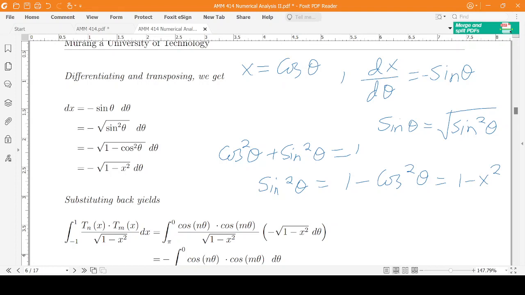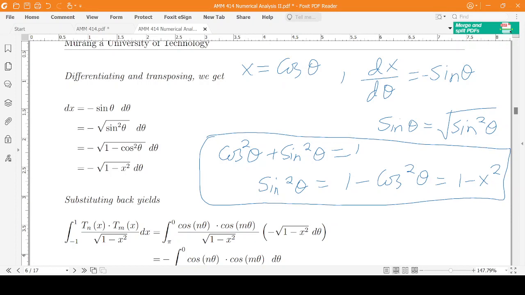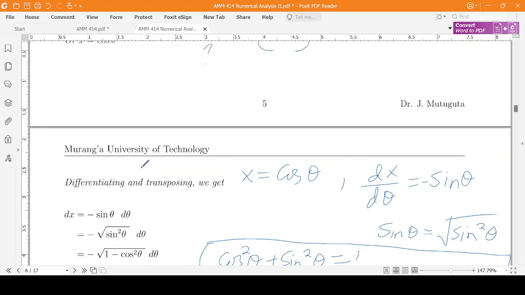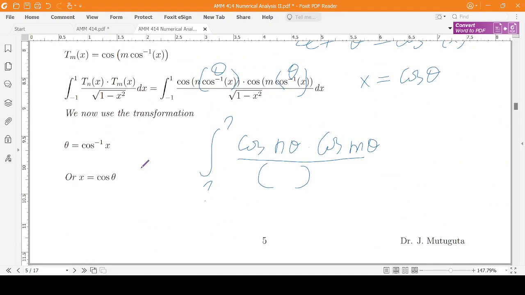So we want to use this relation here in our integral so that we replace the sine of theta with 1 minus x squared, but this should be under the square root sign. So we have this. But what about the limits? What about the limits of integration here?